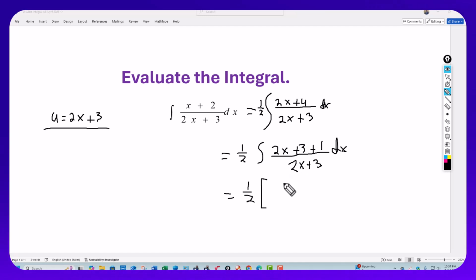Okay, two integrals then. So the first integral then would be the integral of 2x plus 3 over 2x plus 3. That's just going to be 1. So I get that. And then it's plus the 1 divided by 2x plus 3 dx.